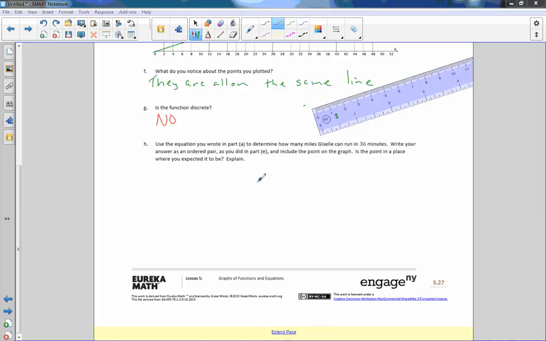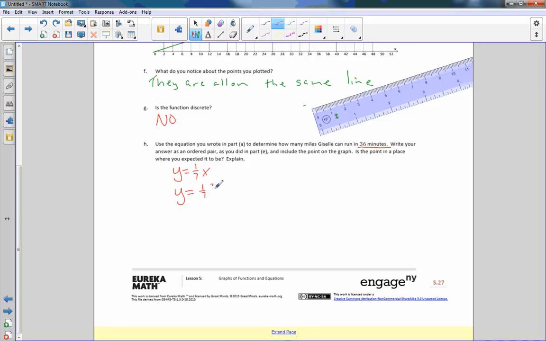Now H says use the equation you wrote in part A to determine how many miles Giselle can run in 36 minutes. So it was y equals 1 over 7x, and our time x is 36 minutes. So write your answer as an ordered pair as you did in part E. Include the points on the graph. Is this point placed where you expected it to be? Okay, so we expect it to be on the line. So let's take a look.